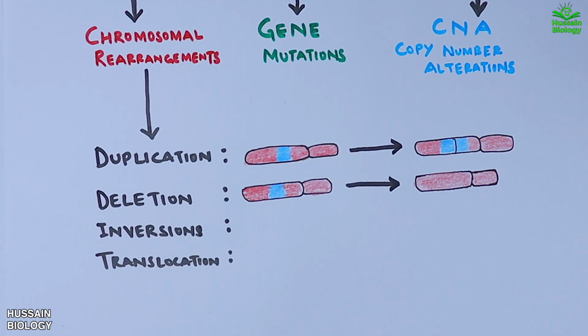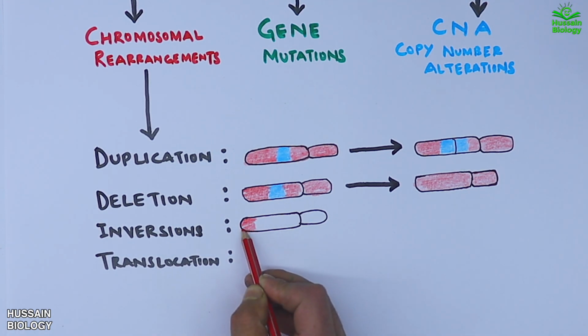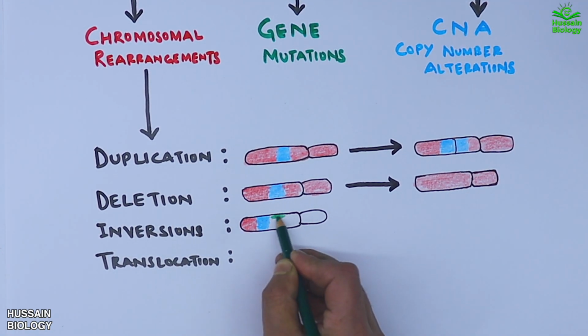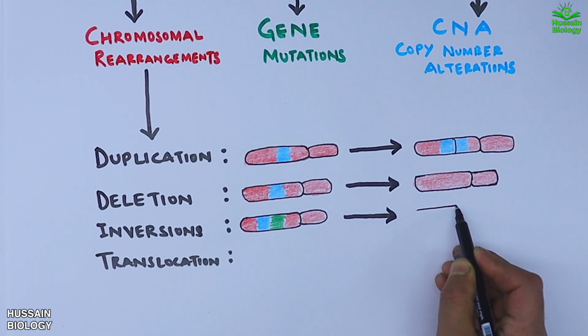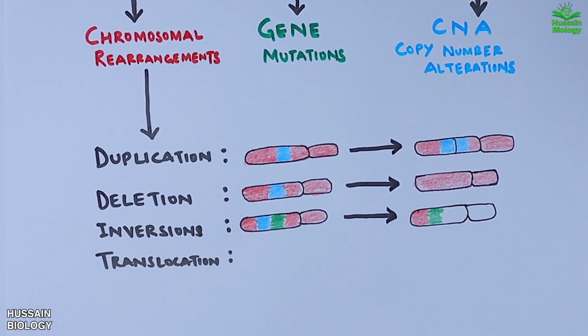Third is inversion. This happens when a segment of chromosome flips and reinserts itself. As seen in the image, the blue, green, and red regions have changed their order, but remain within the same chromosome. While no genetic material is lost here, this rearrangement can disrupt the proper function of important genes, potentially leading to cancer.